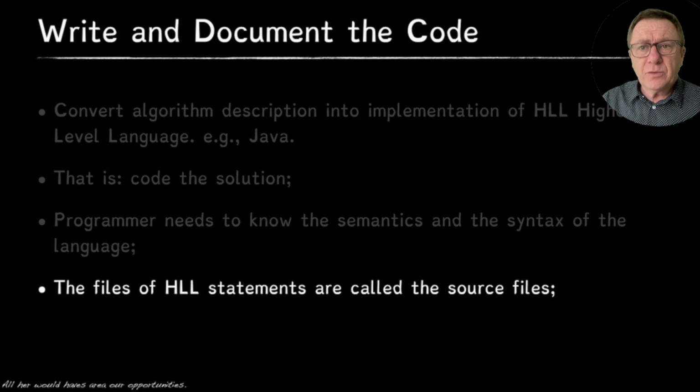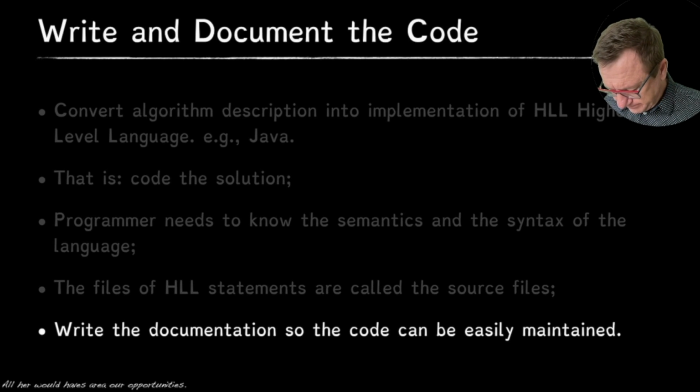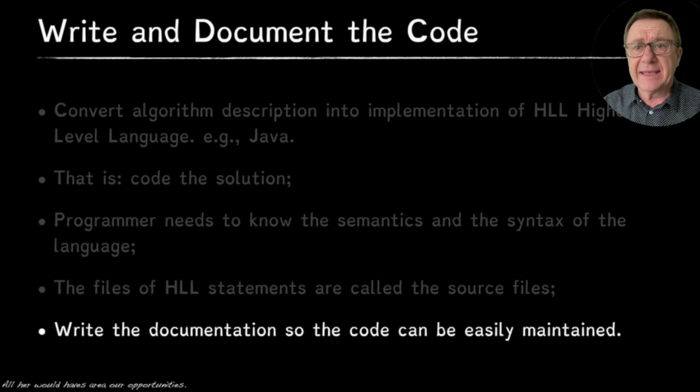The files that we create in high-level languages are called source files, I should say. So if we write Java, which we're going to, then our Java files are our source code files. That's really important to keep in mind. And now we write the documentation so the code can easily be maintained. That's straightforward. That's some basics of development.